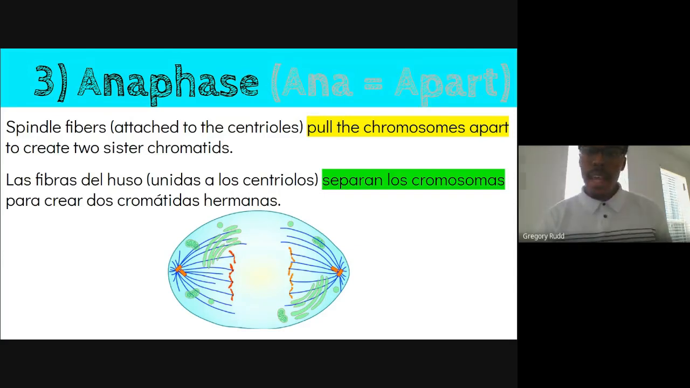During anaphase, ana means apart. So those spindle fibers are attached to the chromosomes on one end, and they're attached to the centrioles on the other. The centrioles basically reel the spindle fibers back in, and in doing so, they're pulling the chromosomes apart.